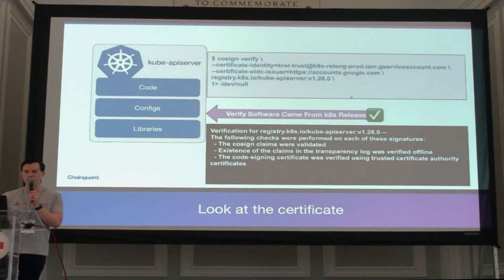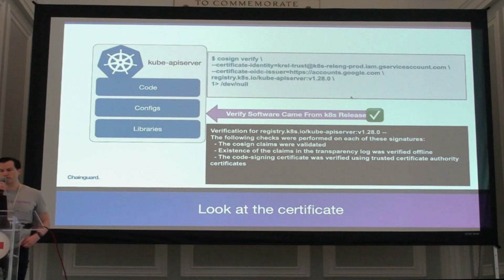Well, let's take a look at one image. We're going to use cosign to verify that things actually came from the Kubernetes release team and the Kubernetes CI system. They're using Google to authenticate, and they have a trust identity associated with that. So we're going to run cosign verify and pass the image in there. It's going to tell us some things about the verification process, that all the claims were validated. It was able to verify that nothing's been tampered with, and that it came from the Kubernetes CI system.